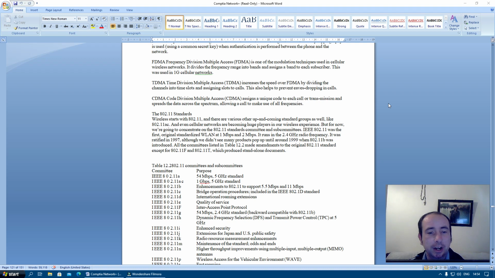TDMA, Time Division Multiple Access, increases the speed over FDMA by dividing the channels into time slots and assigning slots to calls. This also helps to prevent eavesdropping in calls. CDMA, Code Division Multiple Access, assigns a unique code to each call or transmission and spreads the data across the spectrum, allowing a call to make use of all frequencies.